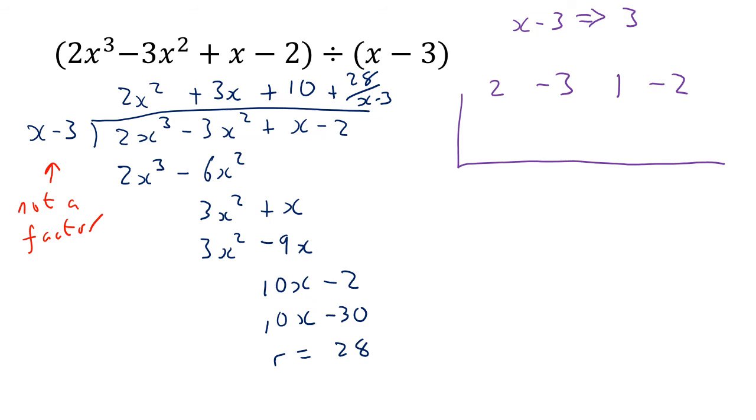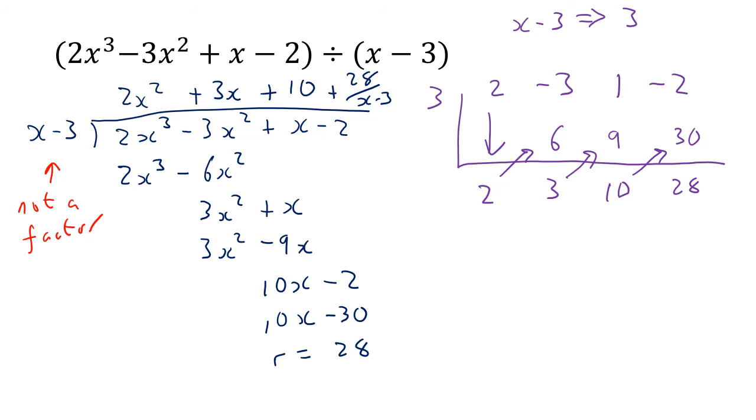Not going to go into details about that. It just does it because it works like the rest of synthetic division. There is a reason why it works, but you don't need to know that. So we just bring the 2 straight down. Then we do 2 times 3. That gets us 6. -3 plus 6 gets us positive 3. Then we do 3 times 3 is 9, so we get a 9. 1 plus 9 is 10. 3 times 10 gets us 30. Minus 2 plus 30 gets us 28.